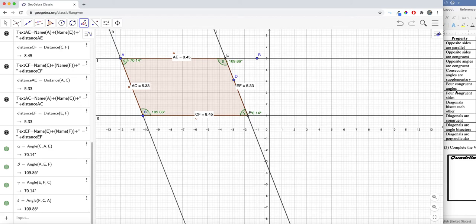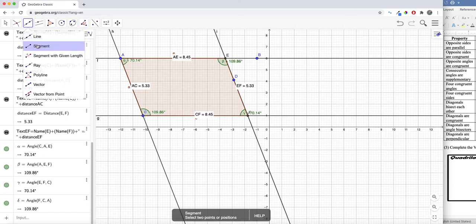Four congruent angles, that is not true because these four angles are not the same. Four congruent sides, that is not true because these ones are almost 8.5 and these are about 5 1/3. Diagonals bisect each other.